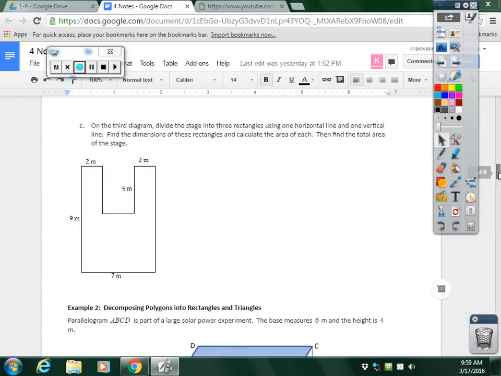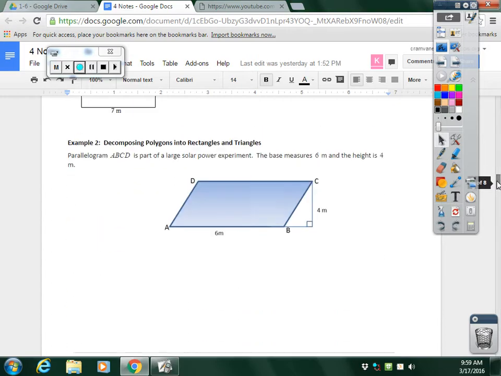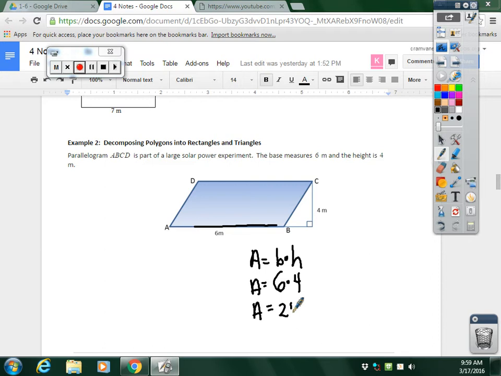I'm actually going to skip number 2 because this one is a parallelogram, and that was lesson 1. Base times height, okay? The base of this parallelogram is 6. The height is 4. So this should be a very easy one for you. The area of this parallelogram is 24 square meters. Okay, and I'm going to go right to number 3.